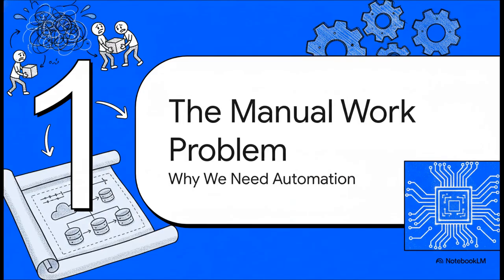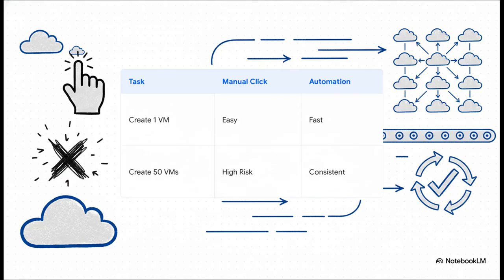Okay, so before we jump into the blueprint itself, let's really dig into why we need it. Let's get right to the heart of the issue, the big nagging problem with all that manual work. And this right here, this just says it all. I mean, sure, clicking to create one single virtual machine, that's easy. But what about when you need 50 of them for a new dev environment? Suddenly, doing it manually is a huge risk. It's just asking for human error, inconsistencies, and a really, really long day. With automation, though, it's not just fast. It's perfectly consistent every single time.